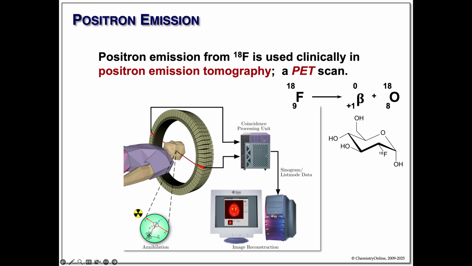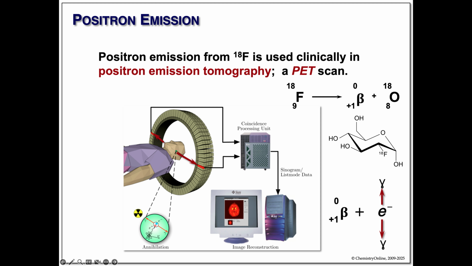The beta particle, the positron, encounters an electron. We form two gamma particles 180 degrees apart. So this happens right there where the tumor is. You have a ring of Geiger counters surrounding your head.